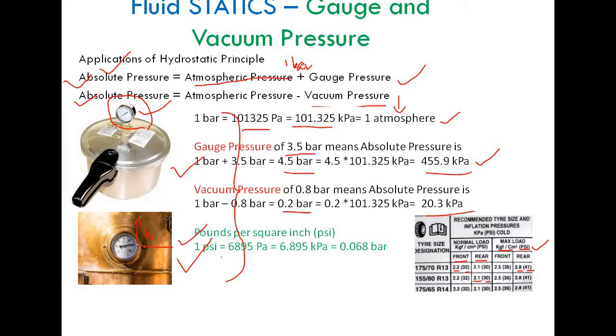1 PSI, you should study this unit of conversion. 1 PSI, that is 1 pound per square inch, is equal to 6895 Pascal. Okay. 1 PSI equal to 6895 Pascal, that is divided by 1000, 6.895 kilopascal, or correspondingly you can write 6895 divided by 101,325, that will give you 0.068 bar. Okay, 0.068 bar.